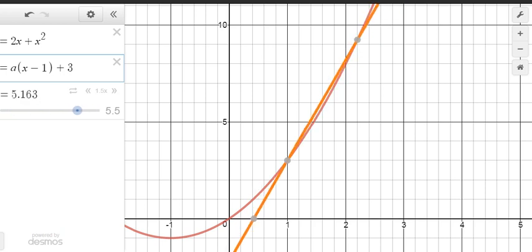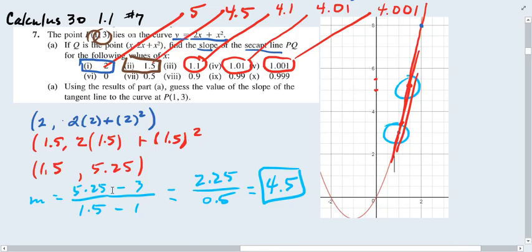So we cannot find the slope of a tangent line by traditional means. And by traditional means, I mean calculating the slope like we did down here. We can't do that because we only have 1 point.